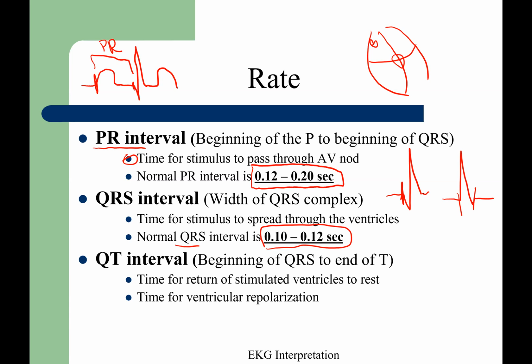or down first, to the end of the QRS when it gets back to the baseline. And then our QT interval is the time for the return of the stimulated ventricles to rest. Ultimately that means the total repolarization of the ventricles.